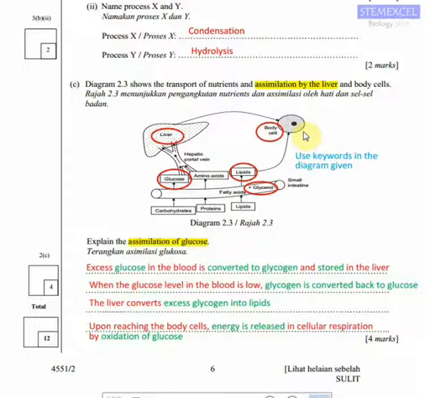So basically what you are trying to say here, if you want to remember it, would be first how glucose is converted to glycogen and where it's stored. So glucose is converted to glycogen stored in the liver. Next, when the glucose level is low, you have the reverse process, right? So the glycogen is converted back to glucose. And then if you have more glycogen, this can be further converted and stored as lipids. And the energy is released when you oxidize glucose. So these will be the 4 points you can use to explain this diagram.